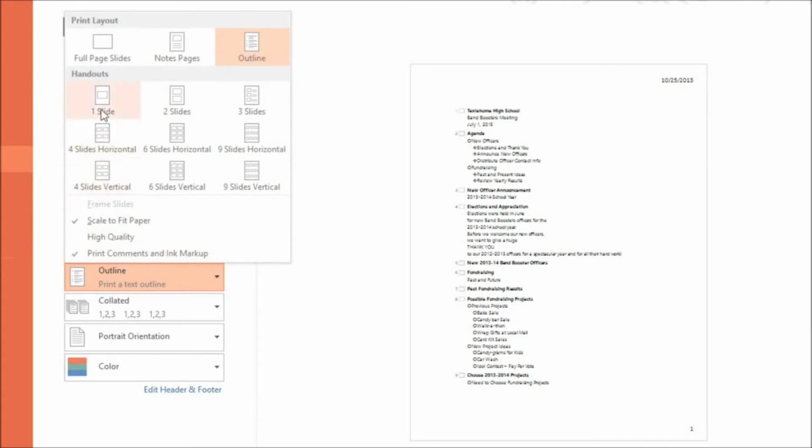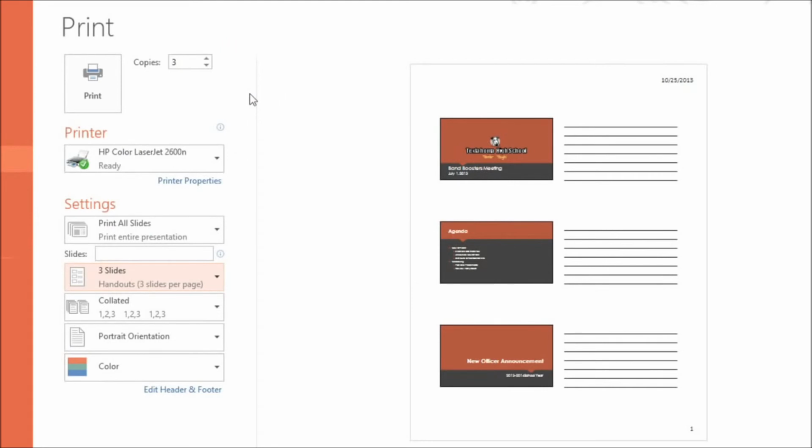Finally, we have a wide variety of handouts to choose from. These work really well if you want to give your audience a copy of the presentation. I like the layout that has 3 slides, because it includes a space for people to write their own notes and comments. One of the last things I'm going to do is switch from full color to grayscale, which can really save on printer ink.